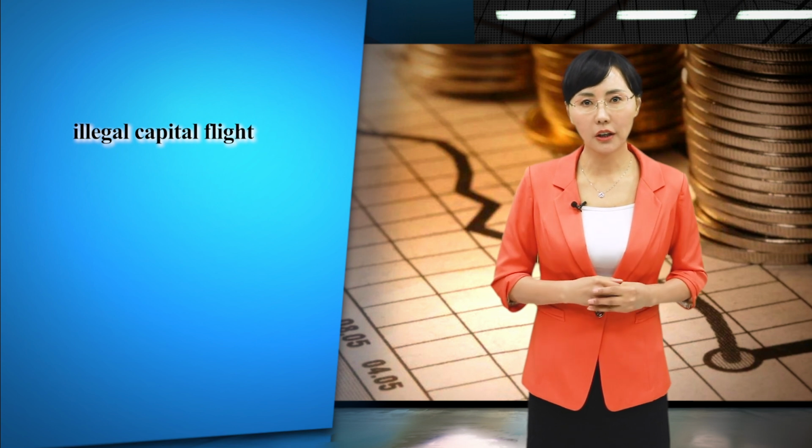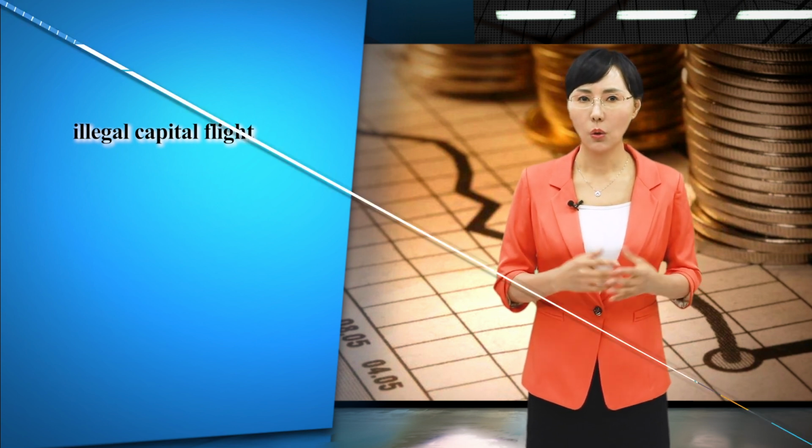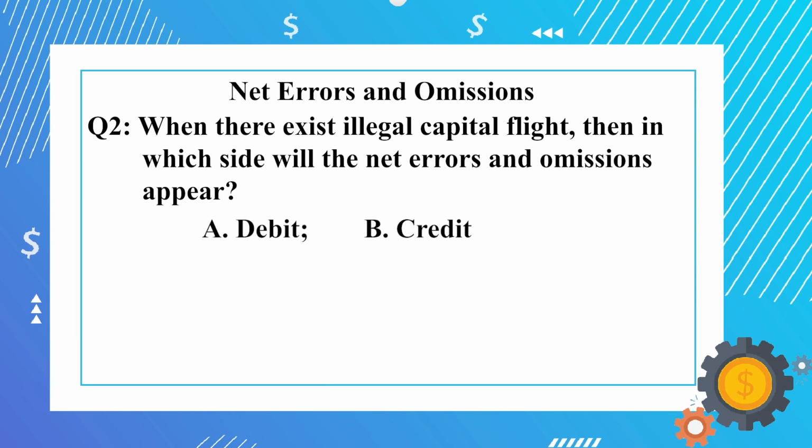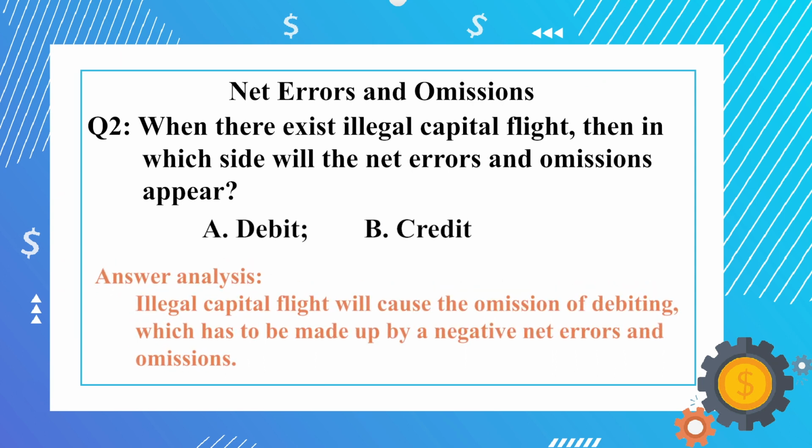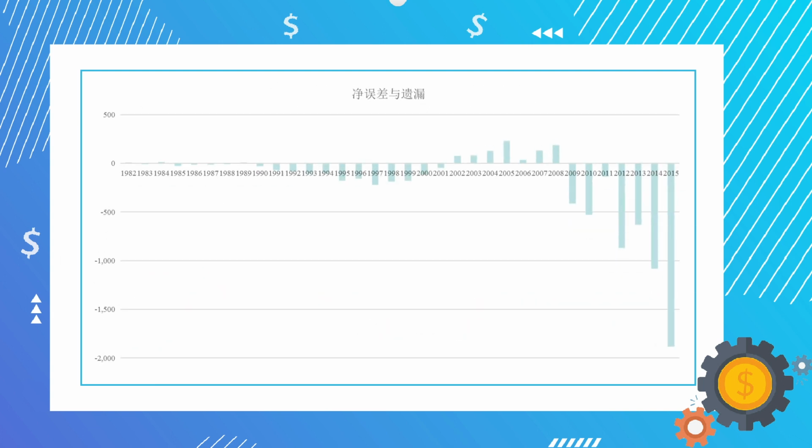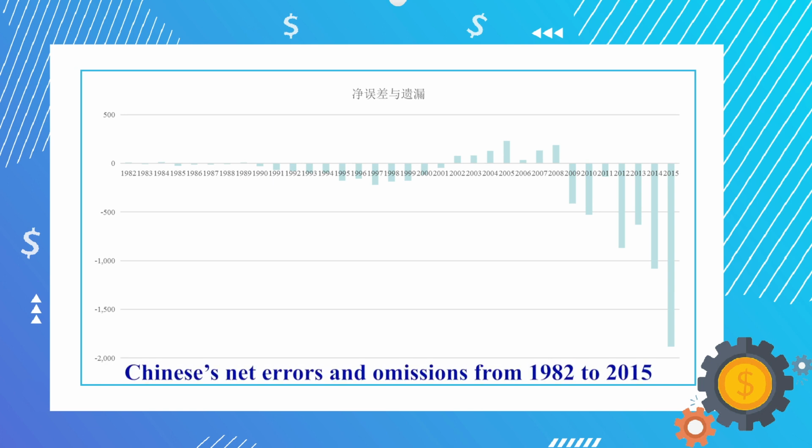How about illegal capital flight? When there exists illegal capital flight, on which side will the net errors and omissions appear? Illegal capital flight will cause the omission of debiting, which has to be made up by a negative net errors and omissions. This exhibit shows net errors and omissions in China from 1982 to 2015.